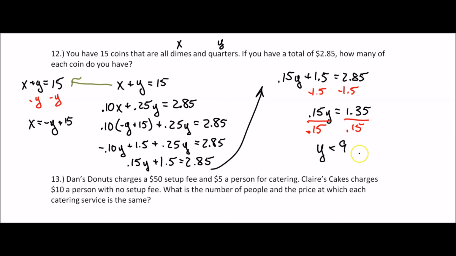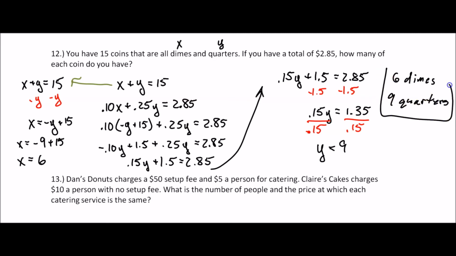And now, of course, I got to plug it back in. If I come way back over here, I had x equals negative 9 plus 15. So x equals 6. All right. So in other words, as I translate this, there are 6 dimes and there are 9 quarters. Okay.